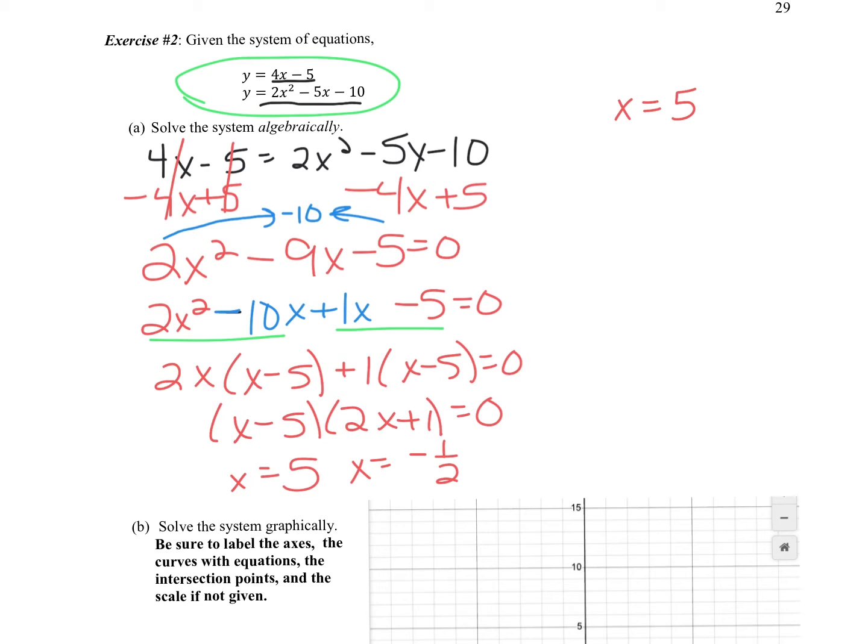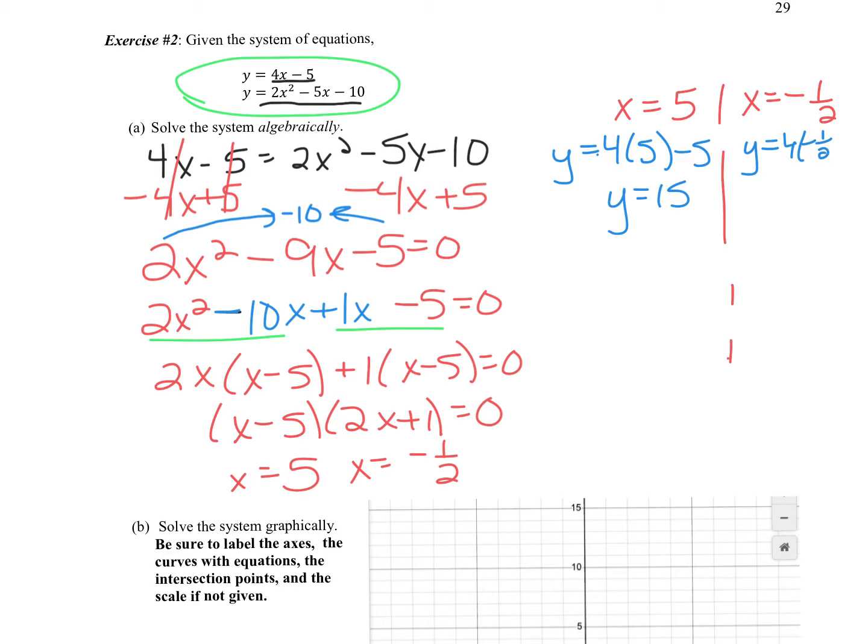We have a 5 and a -1/2. I can choose either equation, but I'm going to choose the linear one, the 4x minus 5. So we have y equals 4 times 5 minus 5. So that's y equals 15. And y equals 4 times -1/2 plus 5. So that's going to be y equals minus 5. Sorry about that. Okay, so that's 4 times -1/2 minus 5, which is going to equal -7.